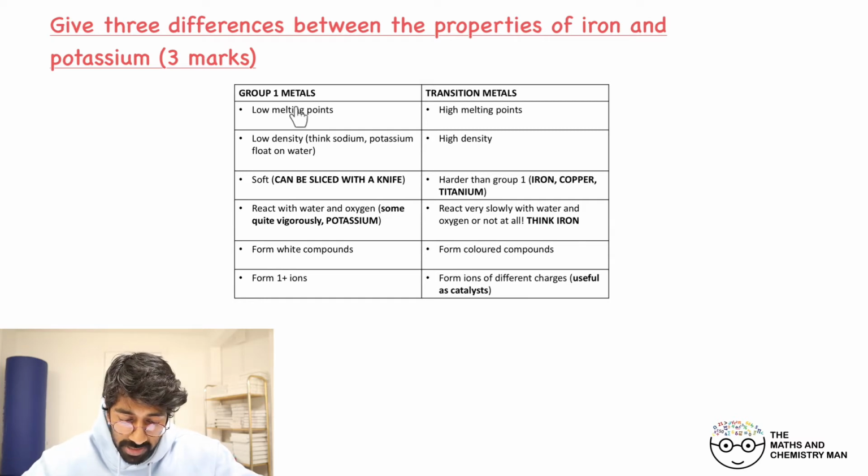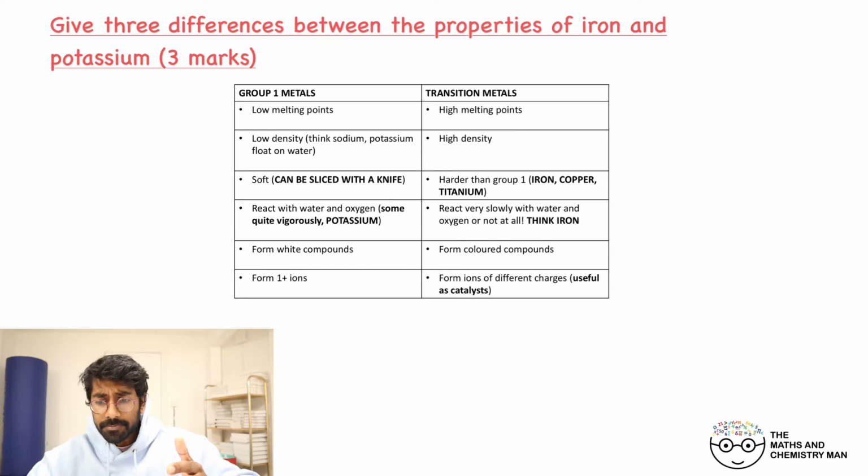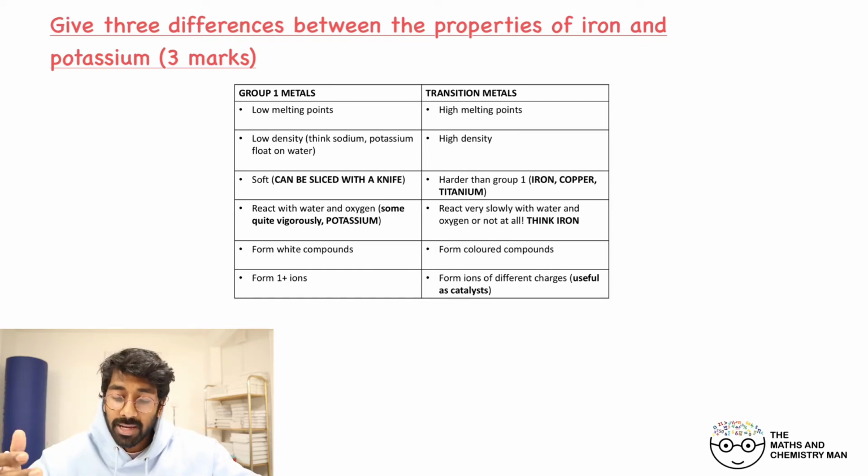So with group 1 metals, they've got very low melting points, right? Transition metals on the other hand, very high melting points. So think about things like gold, things like iron and that kind of thing. You're going to have to heat them quite high to melt them, right? It's not going to be an easy job.